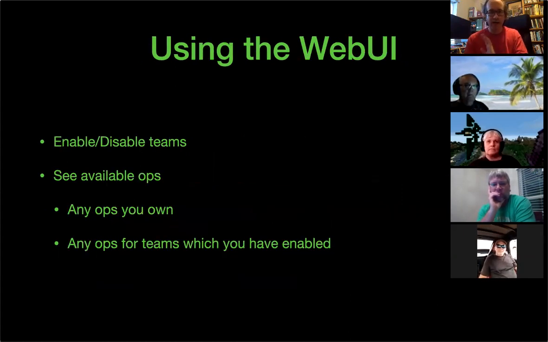Using the WebUI. Next step. You can use the WebUI to enable and disable teams. You can use the WebUI to see any available ops. That's any ops you own and any ops for teams that you have enabled. So if you disable all your teams, all of the ops disappear from that screen except for the ones you own. And then you re-enable them, you can see them again.